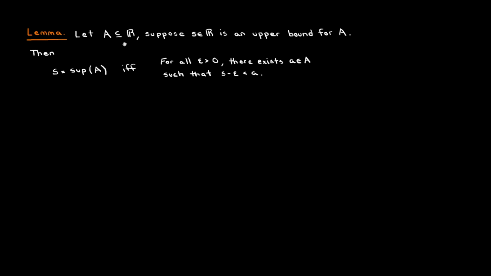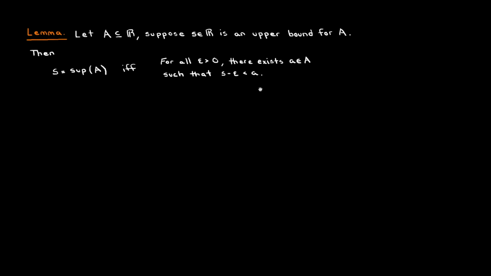Let A be a set of real numbers, and suppose S is an upper bound for A. Then this upper bound, S, is actually the supremum of A if and only if, for all epsilon greater than 0, there exists an element a from A so that S minus epsilon is strictly less than a.